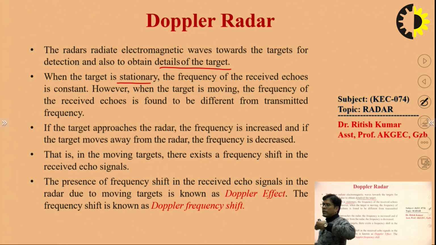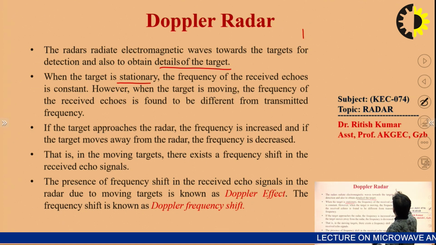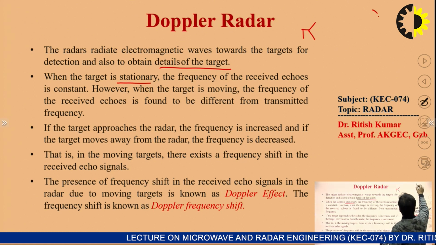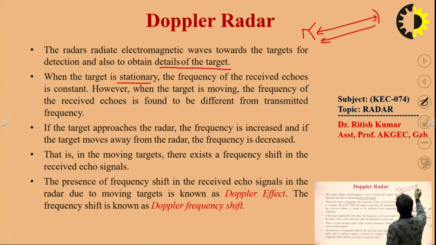Because the distance between the antenna and the target is the same, if the distance between the target always stays constant, then the frequency of the echo signal is always constant. Suppose the target moves towards the radar or moves away from the radar, then what will happen?